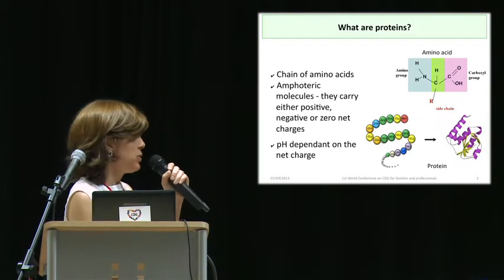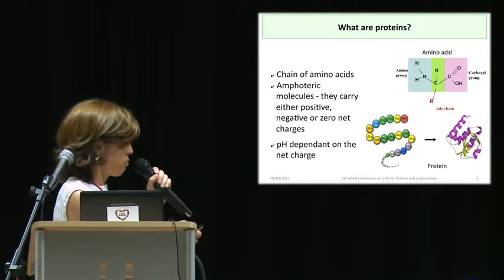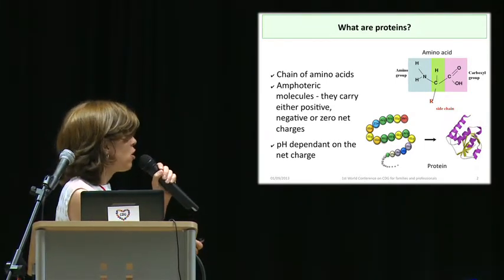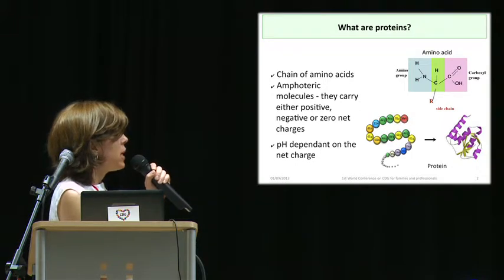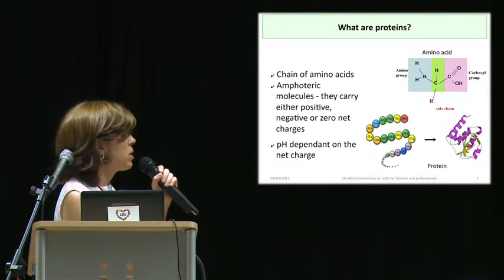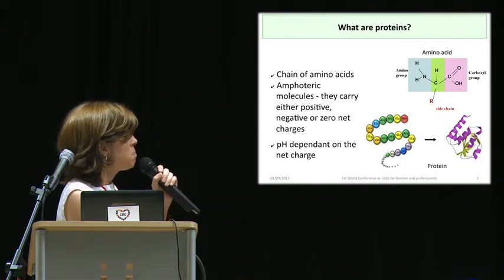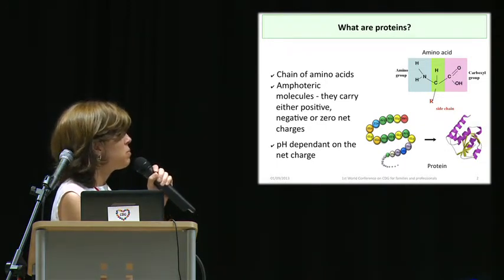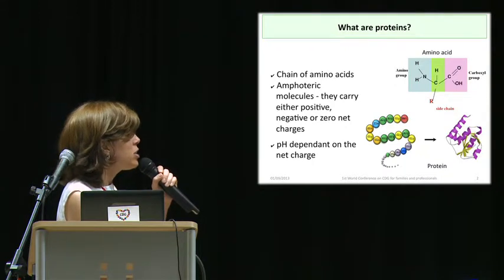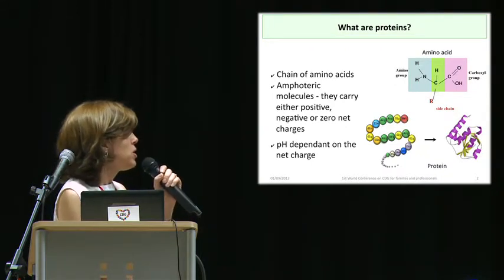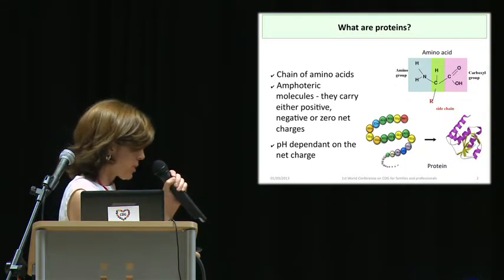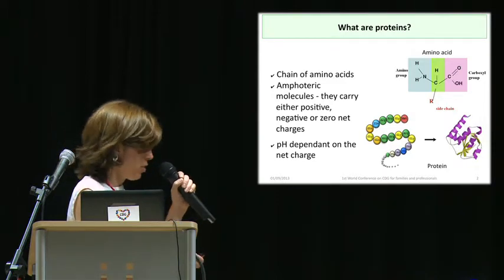So what are proteins? Proteins are chains of amino acids, and they are special molecules because they are amphoteric. What does this mean? It means that in a special environment, they can carry either positive, negative, or zero charges. It depends on the pH of the environment.